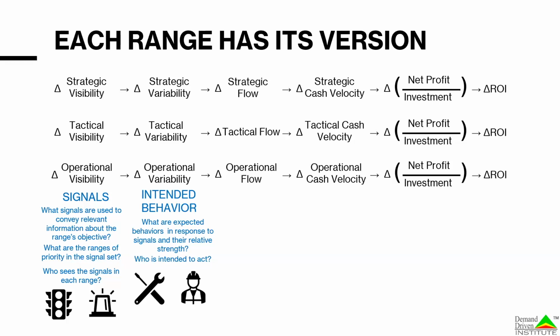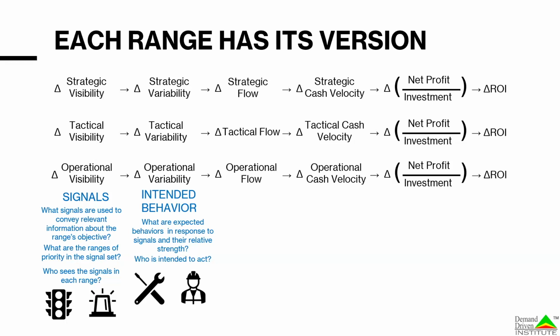I may not. I may think I do. I may take liberties. But if it's not defined to me, then you're going to see operator A do different things than operator B. So what are the expected behaviors in response to the signals and their relative strength? And who is behaving? This has to be spelled out.